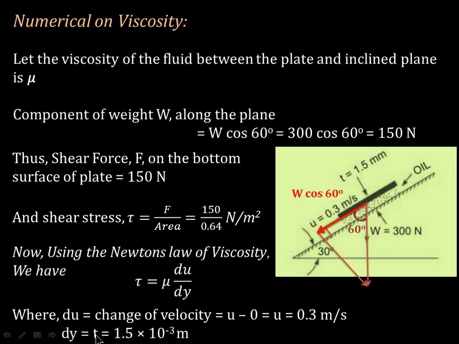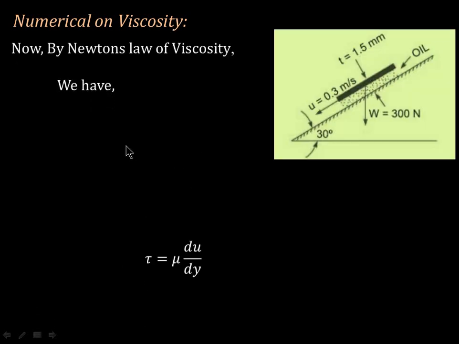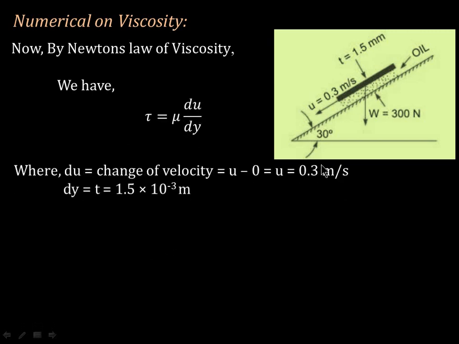Also dy is equal to the thickness of the oil film, t equal to 1.5 into 10 raised to minus 3 meter. This is the distance between the inclined plane and the square plate, given as the thickness of oil. So t is 1.5 mm, that is 1.5 into 10 raised to minus 3 meters. By Newton's law of viscosity, tau equals mu into du by dy, with du as 0.3 meter per second and dy as 1.5 into 10 raised to minus 3 meter.